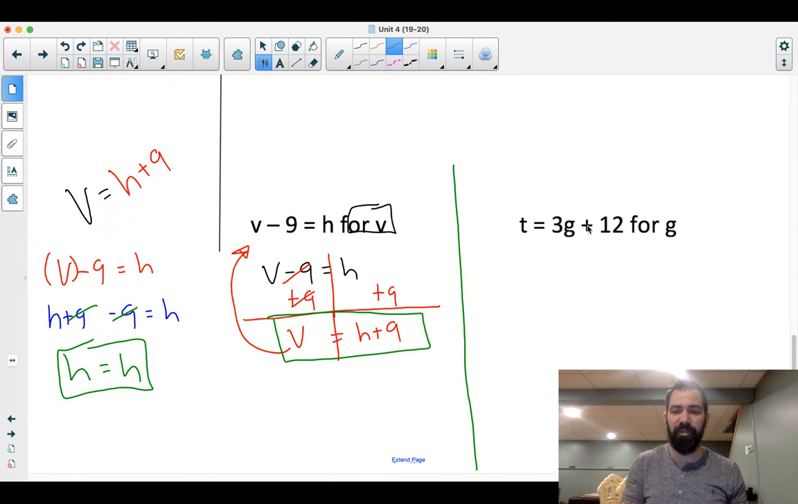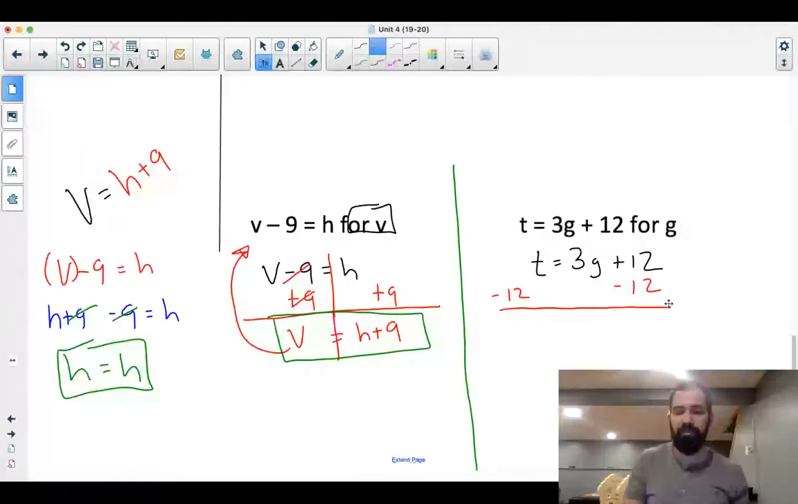And let's check our last one here. We are solving for G. We already have T by itself. Let's solve for G. Okay, first thing you need to do is get rid of this positive 12. Again, I'm going to keep them separate so I don't combine them. T minus 12 equals, and 3G comes right down, and our 12s cancel.